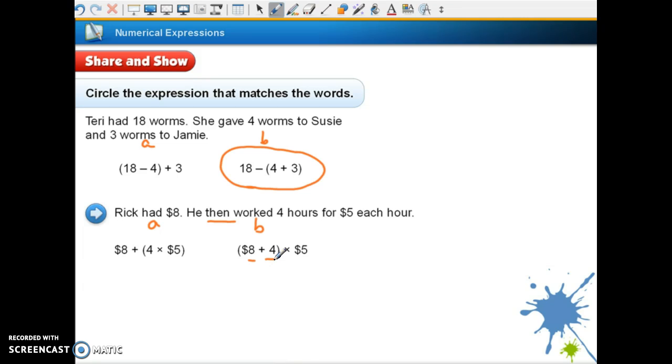No. He had this $8. Then he went and worked 4 hours at $5 an hour. So how much money did he make then? $20. So now he has $28. So it's expression A, the one we labeled A, the first one. Okay. So in the second one, you should have circled the equation on the right.